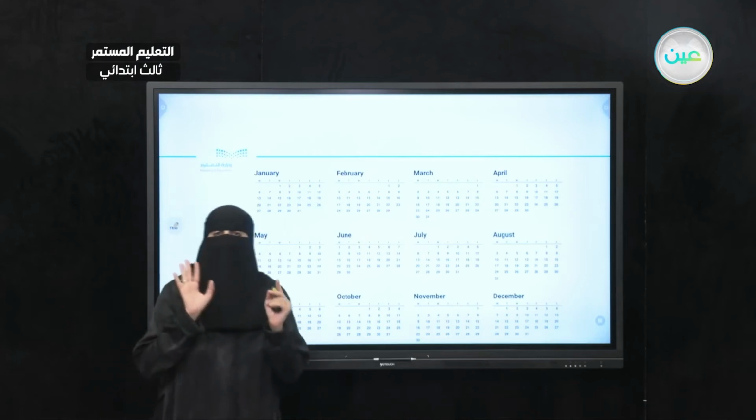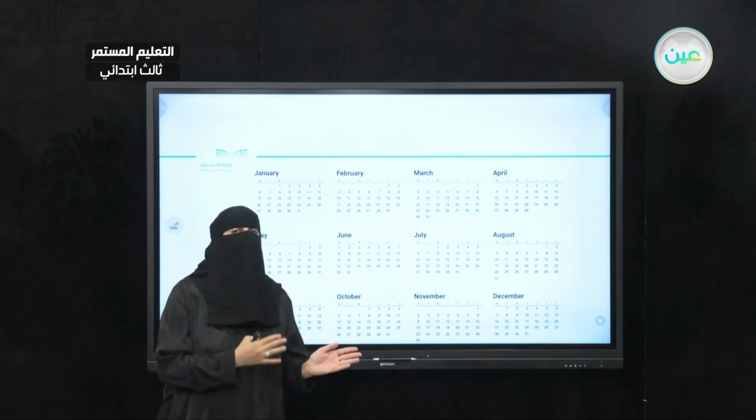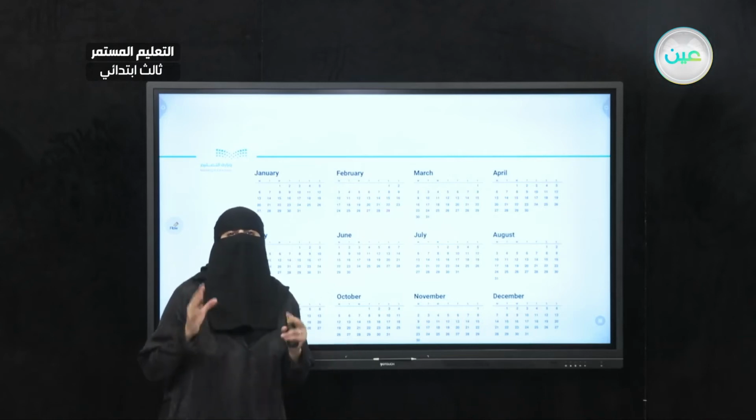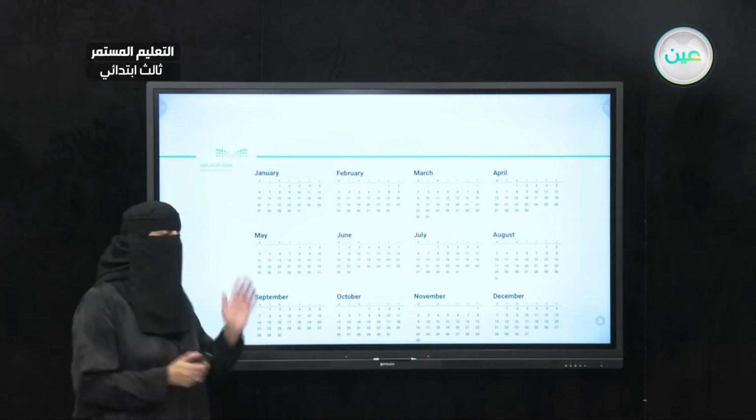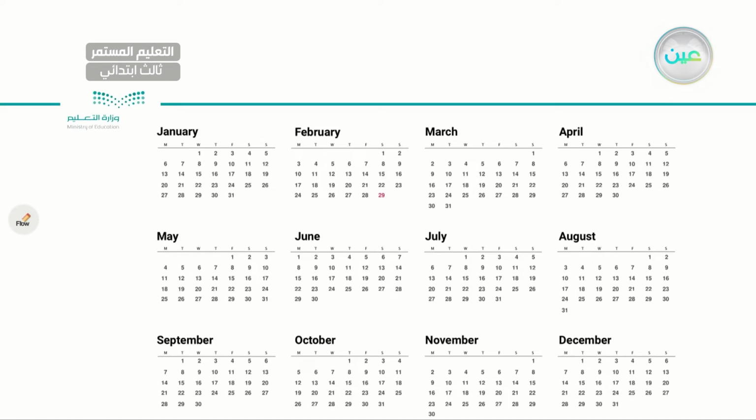First of all, how many days do I have in each week? I have 7 days, right? But how many months do I have? Each year I have 12 months. Starting from the first one, let's read together. January, February, March, April, May, June, July, August, September, October, November, December. Now let's put the numbers. So January is the first month.